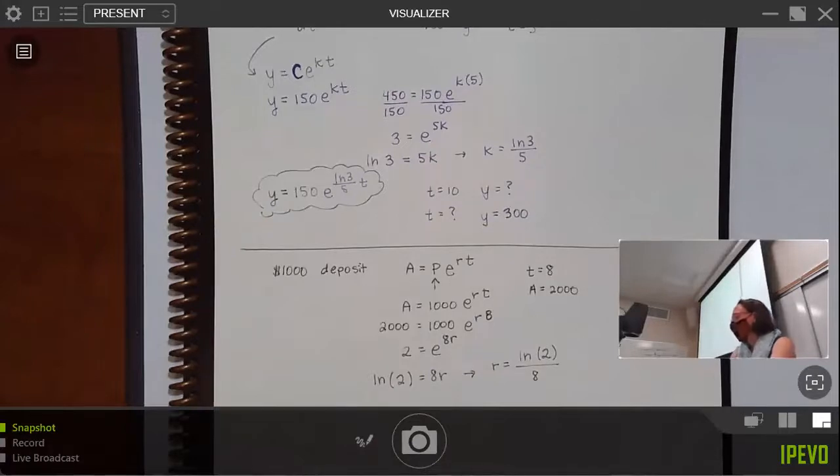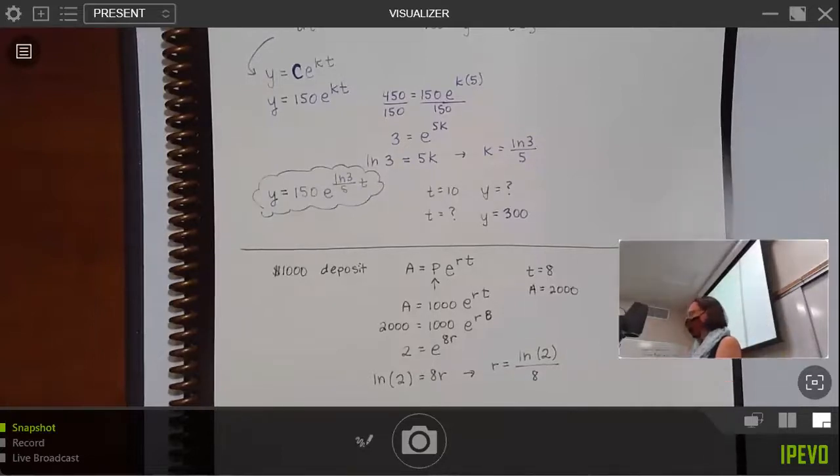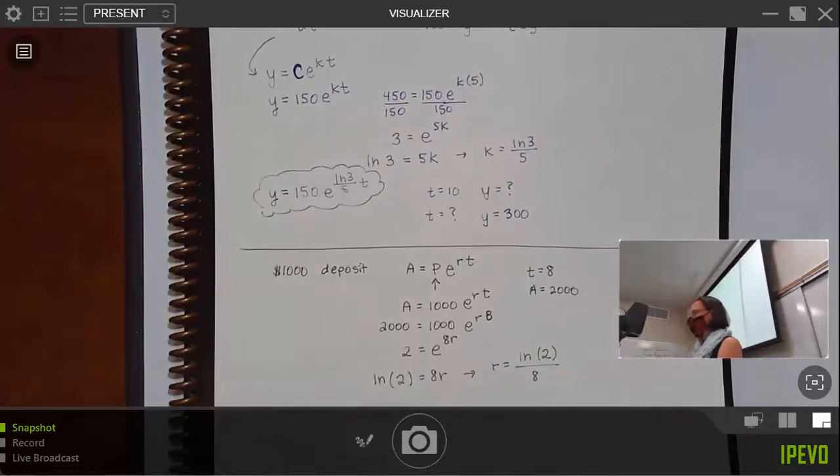Shall we move into some antiderivative practice? Talk U-substitution a little bit. Okay. See people still writing, so I'll leave that just for a second.